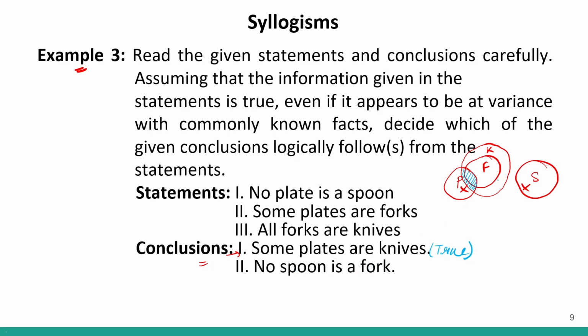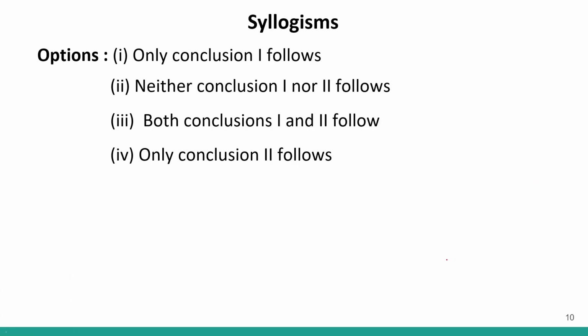Second says no spoon is a fork. This is not correct, because if I extend S like this, S and P are not overlapping, but S can be like this. So spoon and fork can overlap. No spoon is a fork is a possibility, but it is not true. Therefore, this will be a false statement. So only conclusion 1 is true. Option number 1 says that only conclusion 1 follows. This will be my answer.